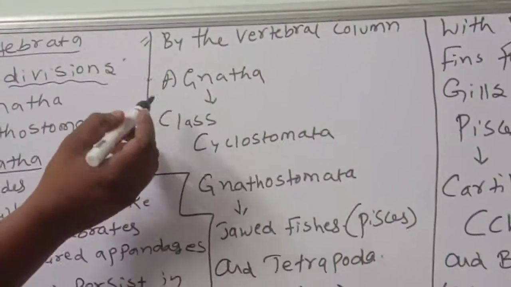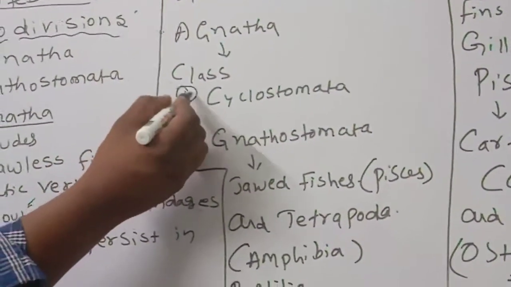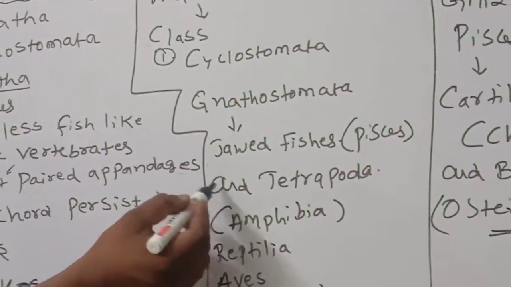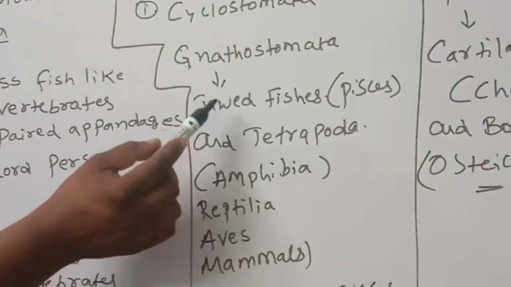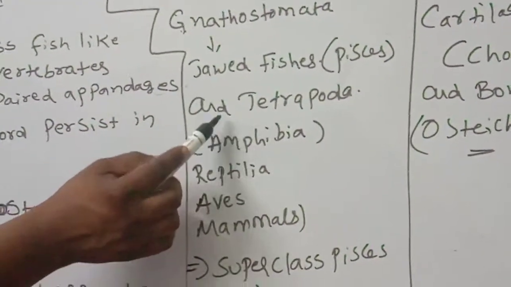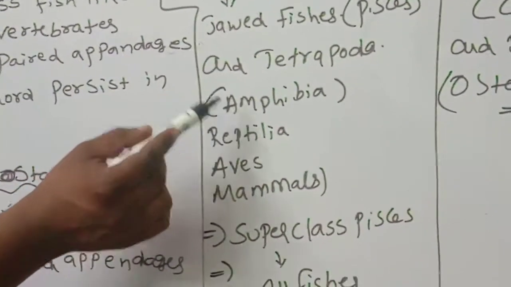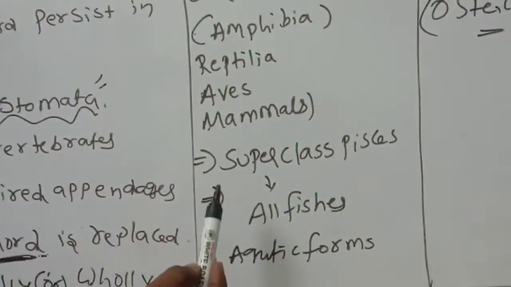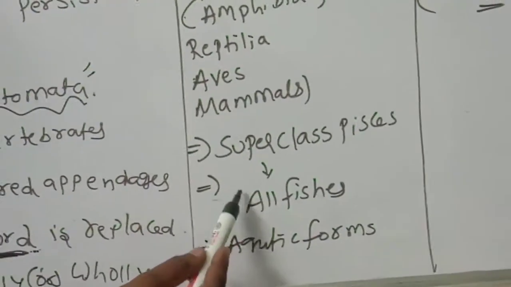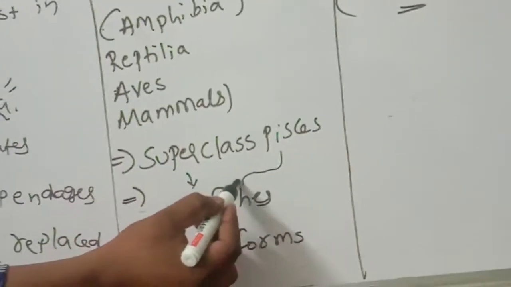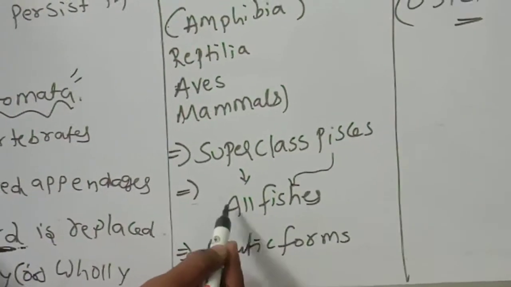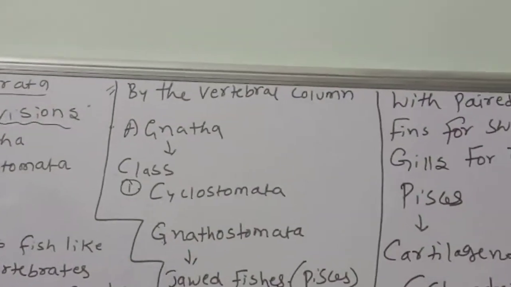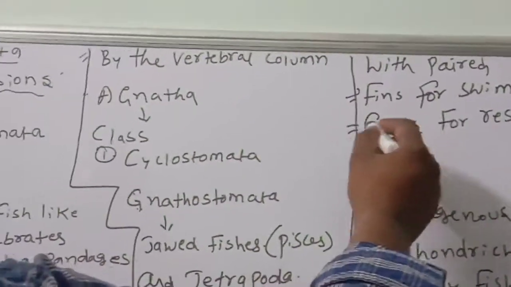Agnatha has only one class, that is called Cyclostomata. But Gnathostomata are jawed fishes and tetrapods. What is Tetrapoda? Amphibia, Reptilia, Aves, Mammals; these all have jaws. And the superclass Pisces is all fishes. All fishes are aquatic forms with paired fins for swimming and gills for respiration.